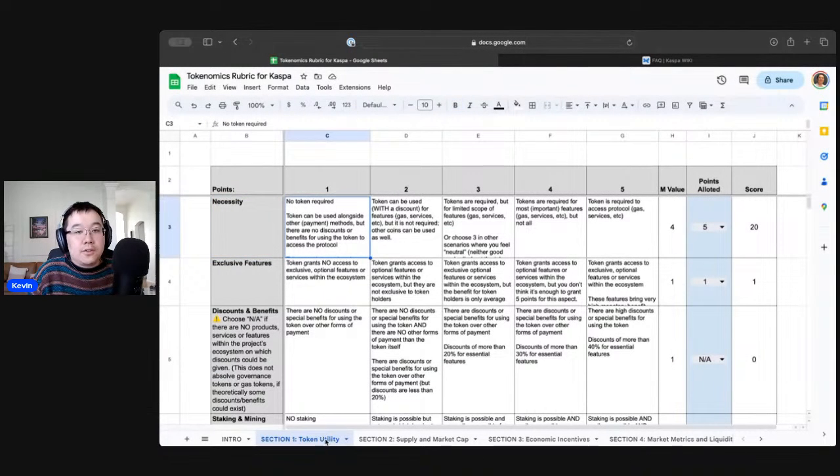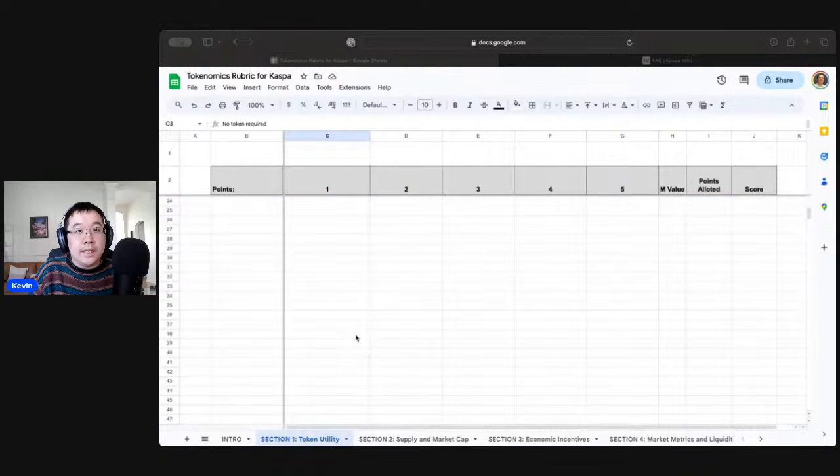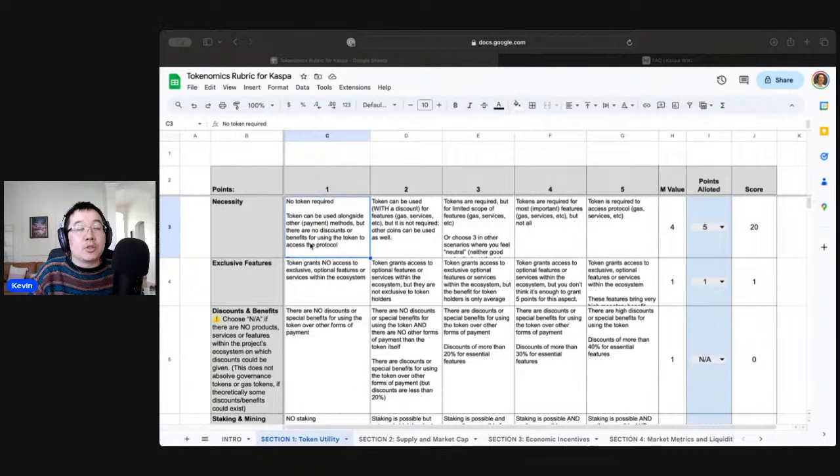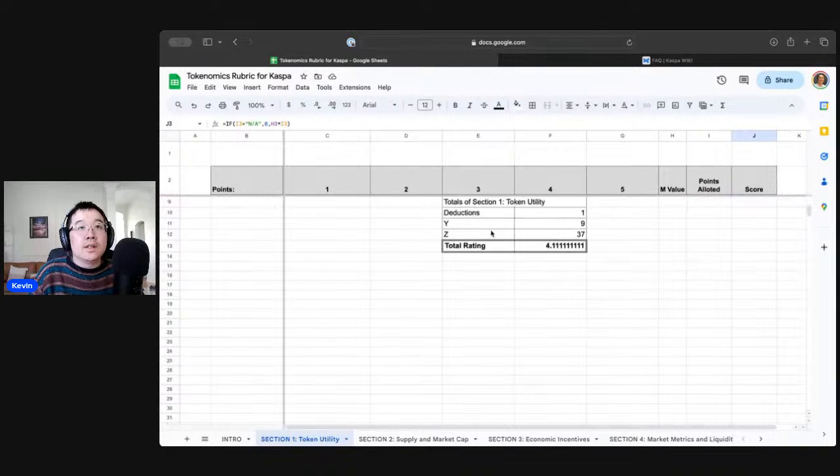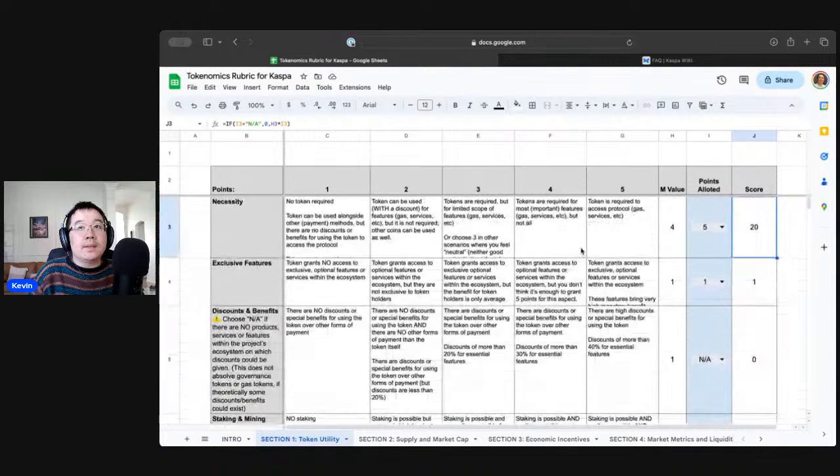So this first section is token utility, where we have a lot of questions or aspects to evaluate here. First of all, we have weights. This M value is like weights, so some are more important than others. And then this is the auto-calculated total score, and then the total section rating down below.